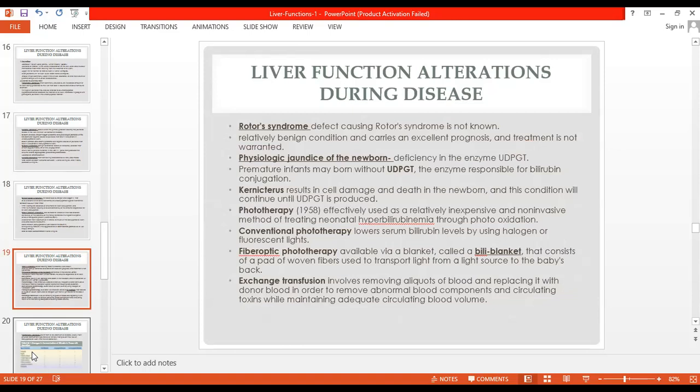Moving on to physiologic jaundice of the newborn.